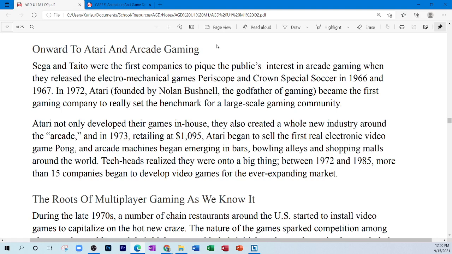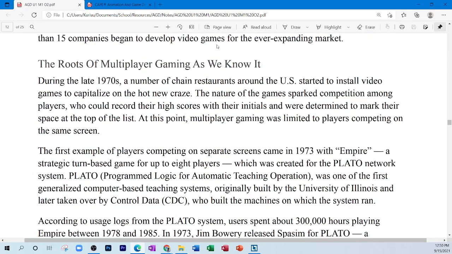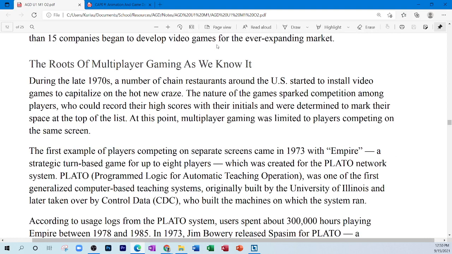Tech heads realized they were onto a big thing. Between 1972 and 1985, more than 15 companies began to develop video games for the ever-expanding market. The roots of multiplayer gaming should be noted. During the late 1970s, a number of chain restaurants around the US started to install video games to capitalize on the hot new craze. The nature of the game sparked competition among players, who could record their high scores with their initials and were determined to mark their space at the top of the list. At this point, multiplayer gaming was limited to players competing on the same screen.